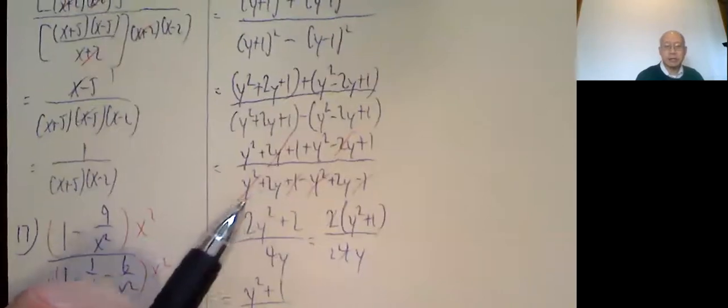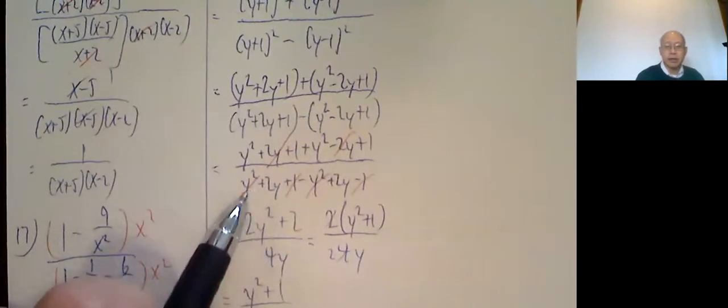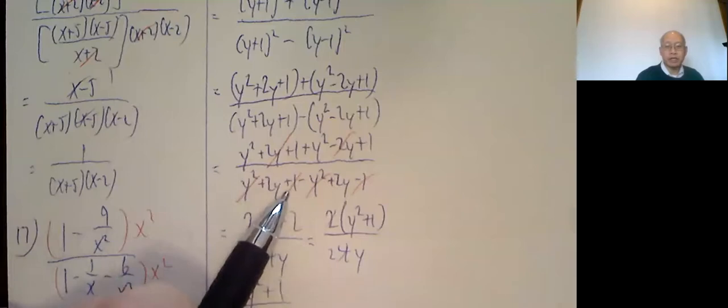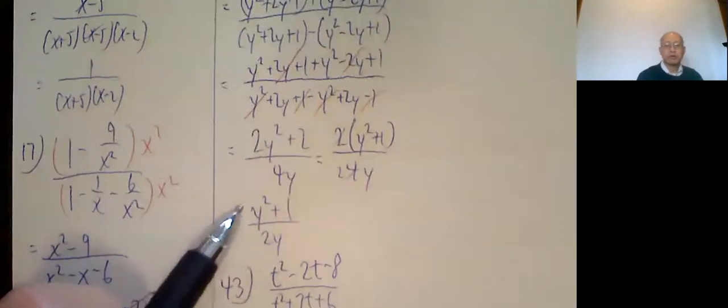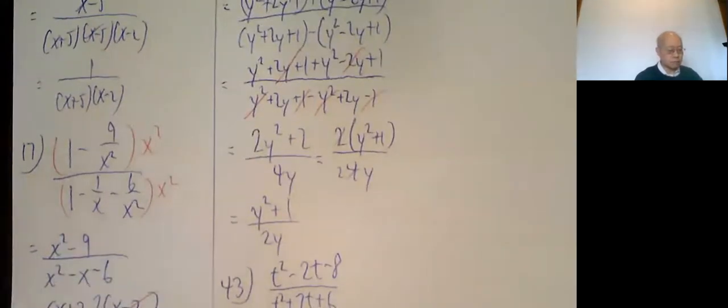Okay, 2y's cancel out on top, 2y squared plus 2. The bottom y squared cancels out, 1 cancels out. I have 2y plus 2y, which is 4y. Factor 2 out of the top, y squared plus 1 over 4y, and cancel the 2's, y squared plus 1 over 2y.